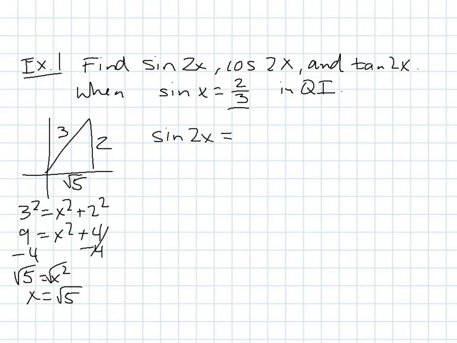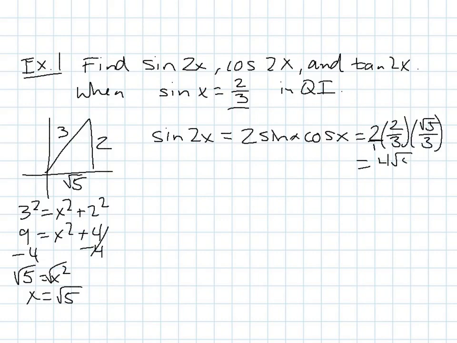Okay, so now that I have my ratios, I'll be able to find my double angle identities. So first let's start with sine of 2x. Here it's 2 times sine x cosine x. So in this case, 2 times the ratio of 2 over 3 times square root of 5 over 3. And so then, remember this 2 over here is over 1. So then 2 times square root of 5 is 4 square root of 5. And then 1 times 3 is 9. So then that would be my ratio for sine of 2x.